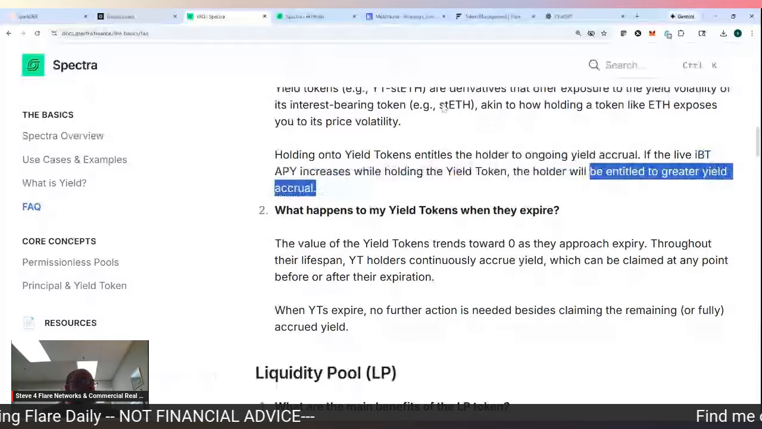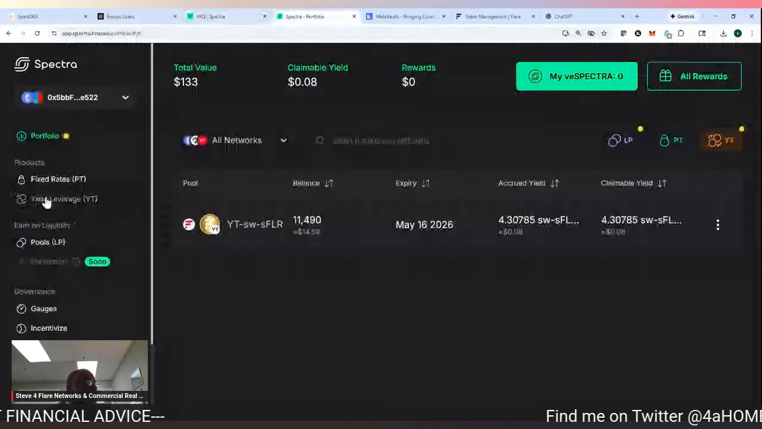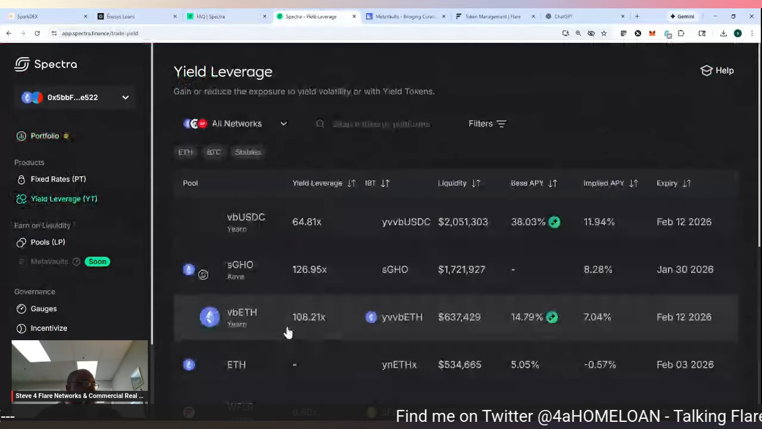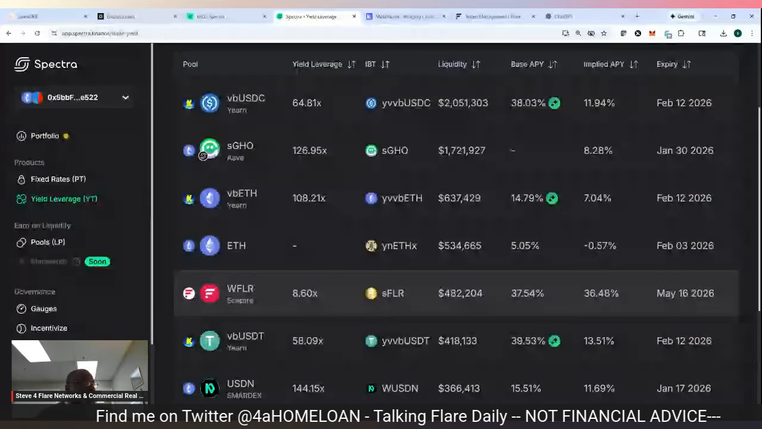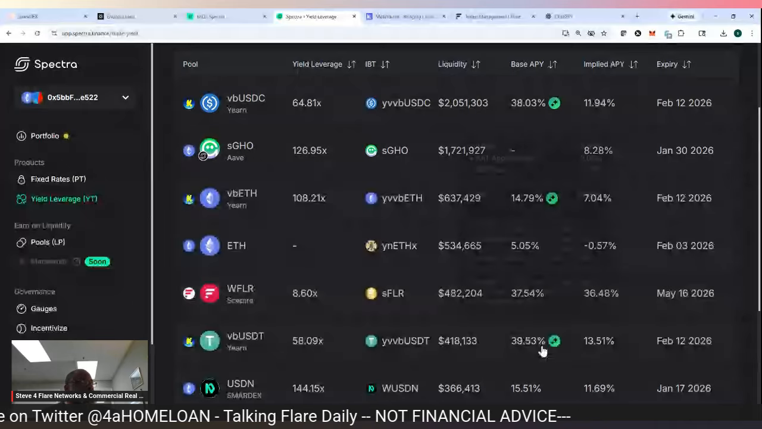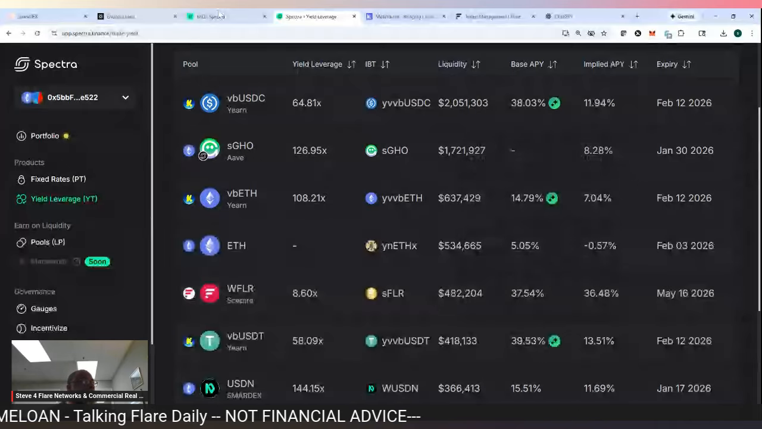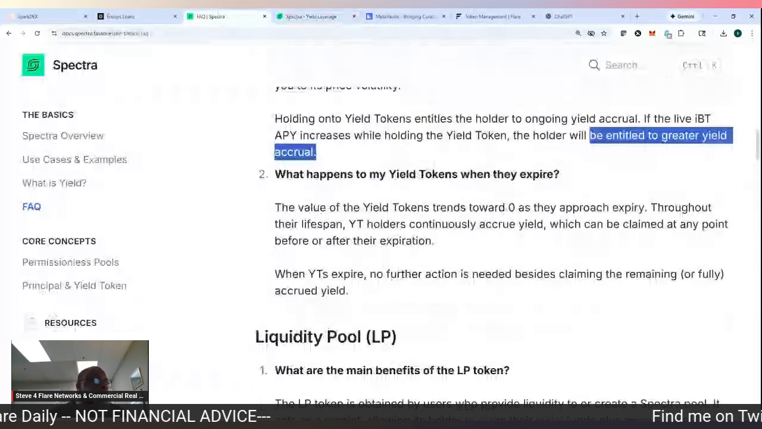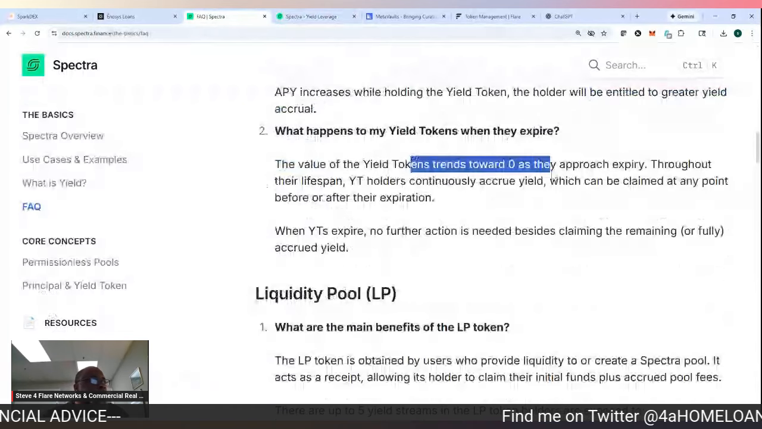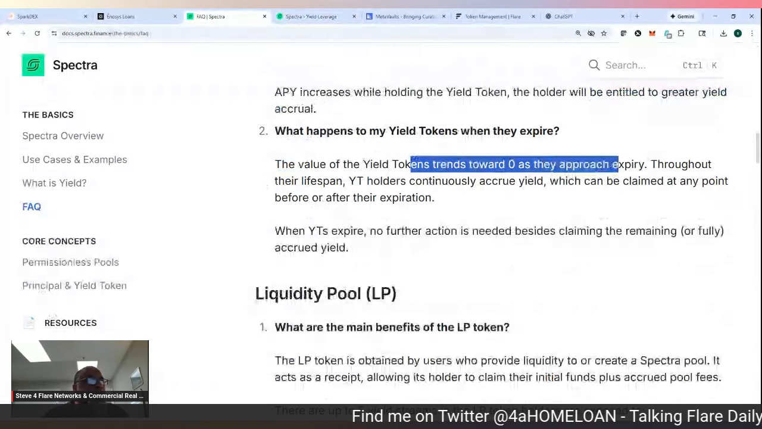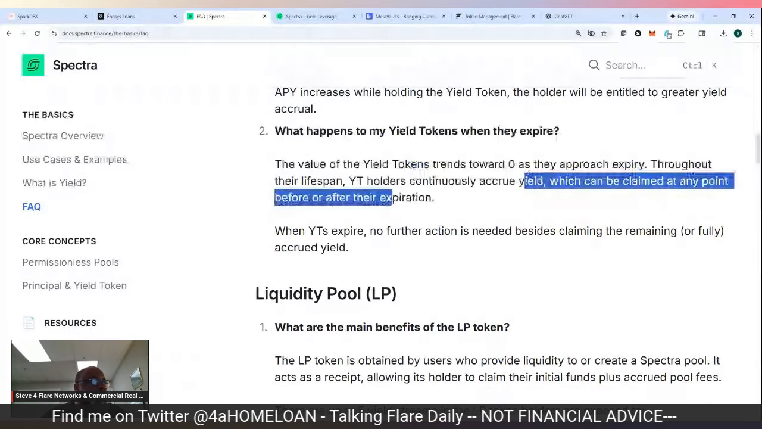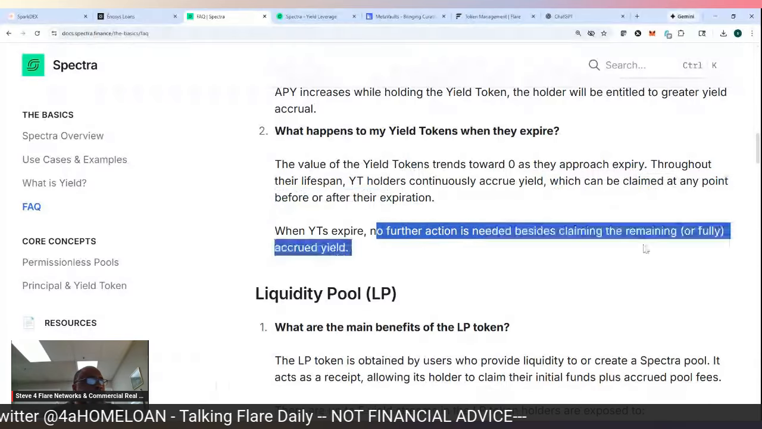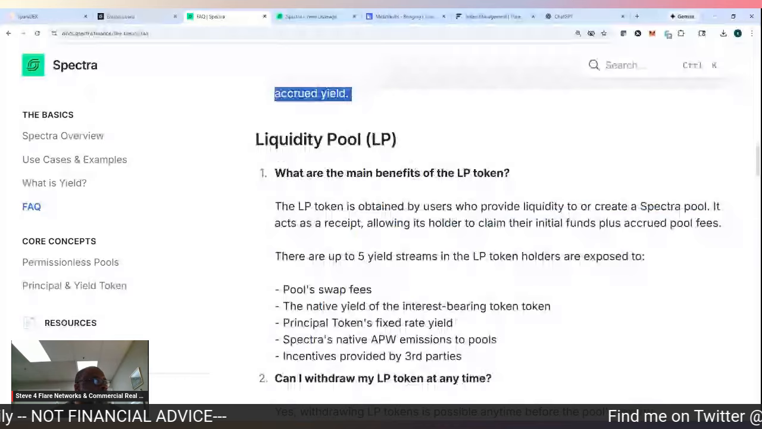So what that means is right now, I know this is paying for FLR. This YT token right now is paying 37.54%. What this is saying is if that goes up higher, I'm entitled to earn more yield. What happens when they expire? They're going to trend towards zero as it gets close to the expiration date. We will continuously accrue yield, which can be claimed at any point. When they expire, no further action is needed besides claiming the remaining fully accrued yield. So claim it, and then you can pull it out and redo it again if you want to.